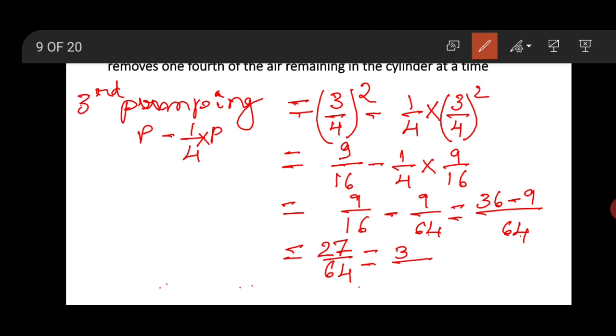That means 3 cubed, right? Similarly, 64 is 4 into 4 into 4, so 4 cubed. Again I will write it this way: (3/4) whole cube, that much volume. Therefore we can write the next pumping. We can imagine the volume as (3/4) to the power 4. Next, after the fifth pumping, (3/4) to the power 5 volume, like that.